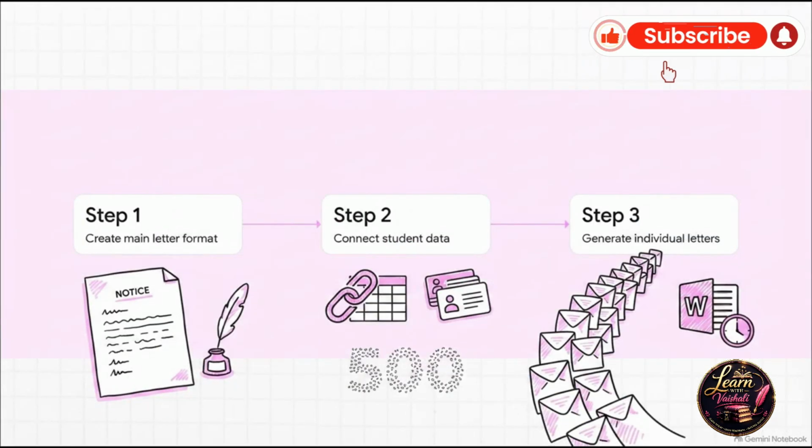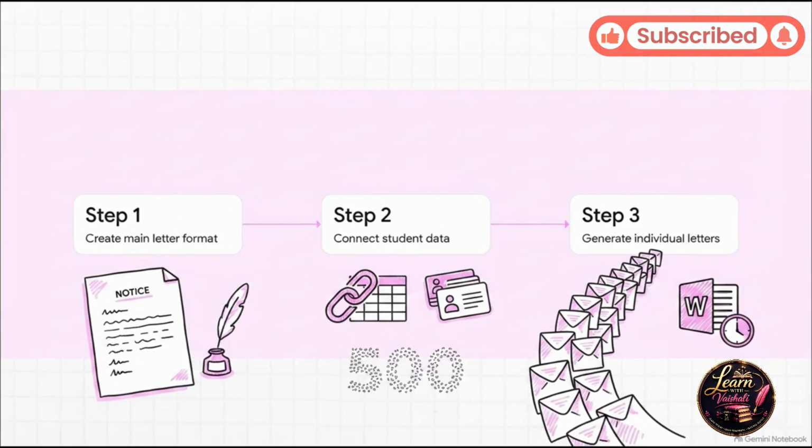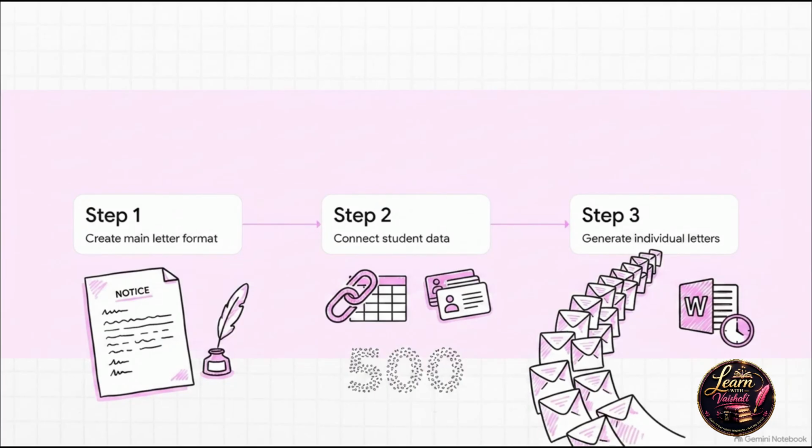Well, Mail Merge solves this massive problem in 3 super simple steps. First, you just create your main letter format, the notice itself. Second, you connect the student data source, which contains all 500 of those names and addresses. Third, you literally sit back as Word automatically generates 500 individual personalized letters. It takes hours of exhausting manual typing and shrinks it down to mere seconds.